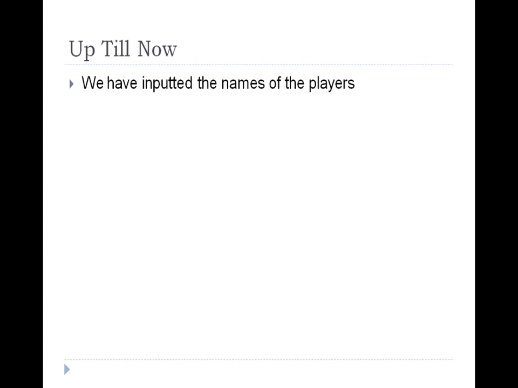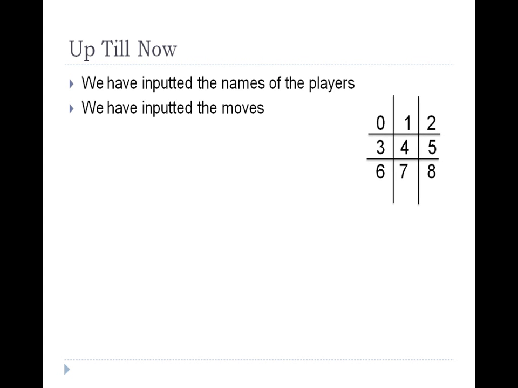We have been able to input the names of the players, we have been able to input the moves from the players, and we have designed functions for that. The moves, as you can see, can be 0, 1, 2, 3, 4, 5, 6, 7, 8. So if you choose 0, then your symbol is going to be drawn here. If you choose 4, it will be drawn here. If you choose 3, it will be drawn here, and so on and so forth.